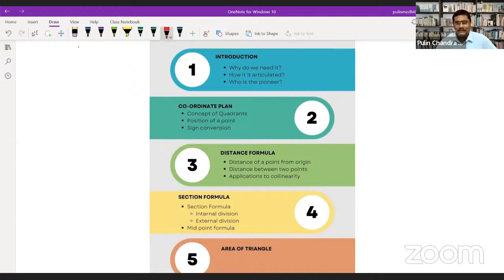So we'll start with the introduction. In that introduction, we need to see, why do we need coordinate geometry? What's the need of this? How is this articulated? Kyun aisa hua? Kaise aaya? Who is the pioneer? Who did this? Who started this? Right? This is to be known. Fine. The next, we have to study coordinate plane. Of course, who articulated it, how it is articulated, we'll come to know that. But even then, in detail we'll go. What is quadrant? Position of a point in a plane, sign convention. Means in quadrants, how the signs are articulated, how the signs are understood, right? This is one thing.